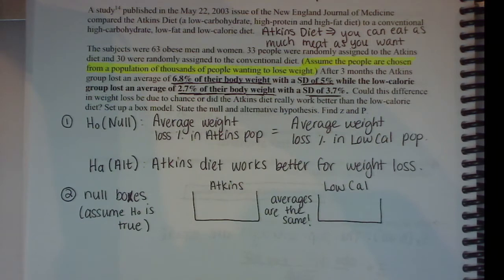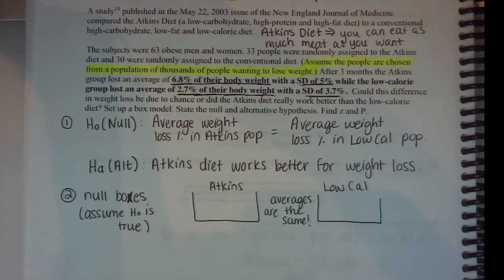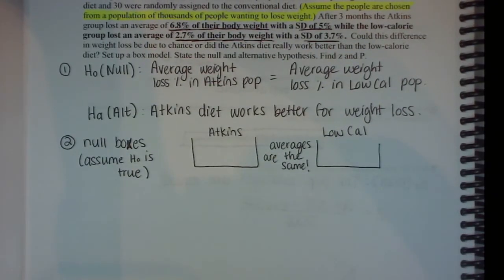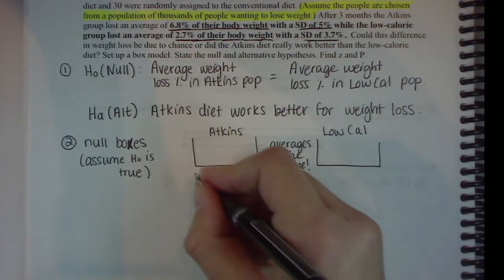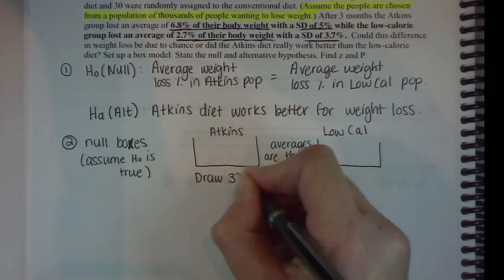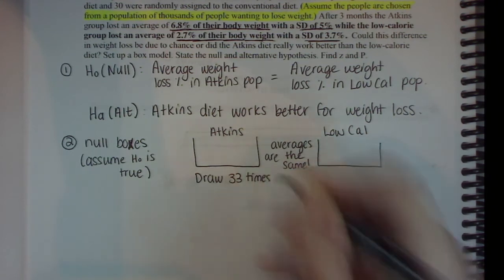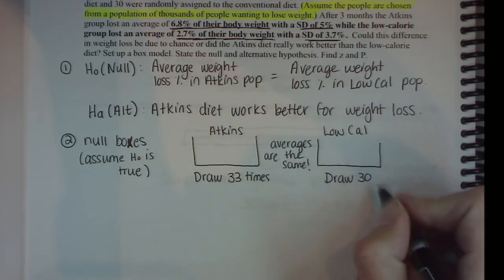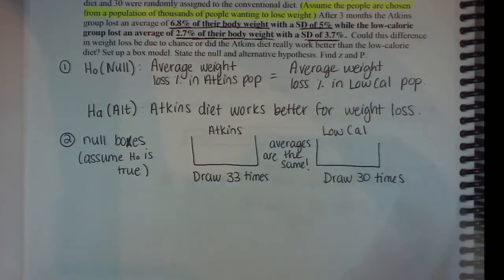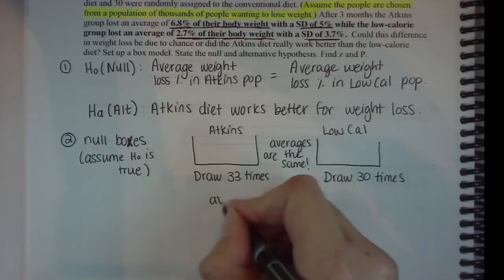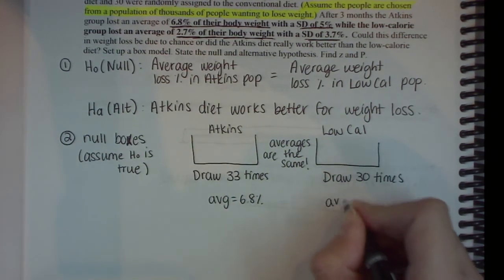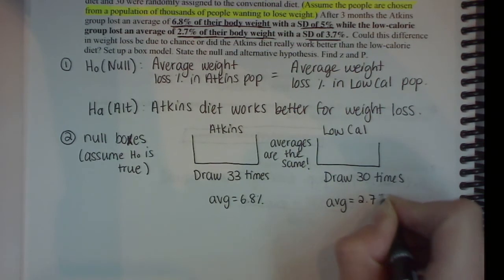So we're assuming the null until the very end of the test, if there's evidence otherwise. So I'm assuming the averages are the same. Taking our sample is like drawing 33 times for the Atkins group. Draw 33 times and then 30 times, right? Yeah, 30 and 33. And find their average. And so we got an average of 6.8% for the Atkins diet and an average of 2.7% for the low calorie.